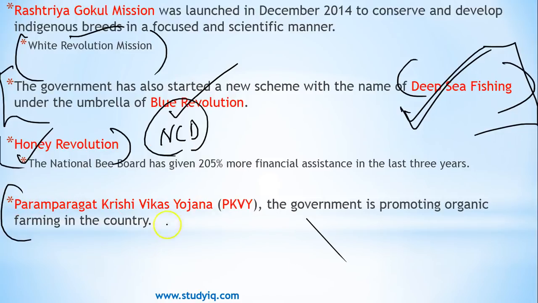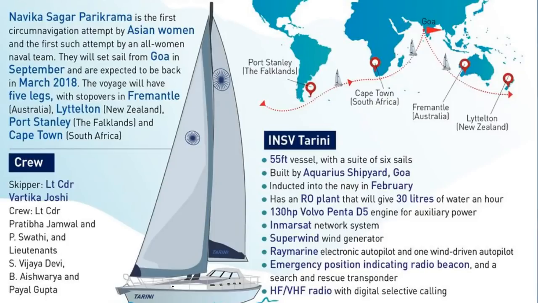With this, you have the Krishi Vikas, Paramparagat Krishi Vikas Yojana. Remember, we have talked about it in detail, and in future, whenever we have an opportunity, we will talk in detail on these things, the honey revolution and the blue revolution. The honey revolution is also known as the sweet revolution. So all these things.